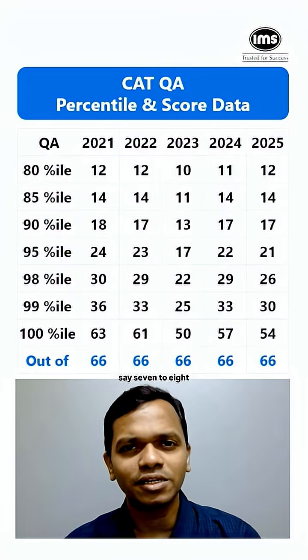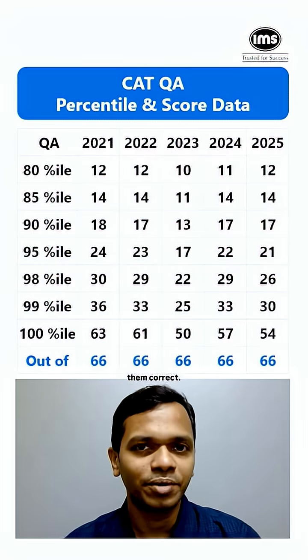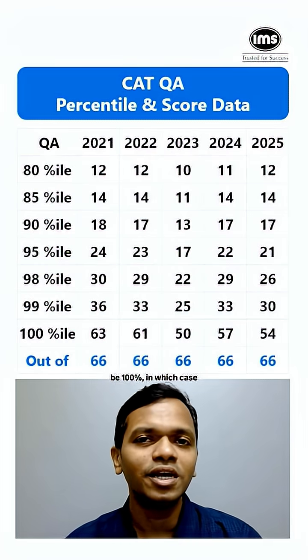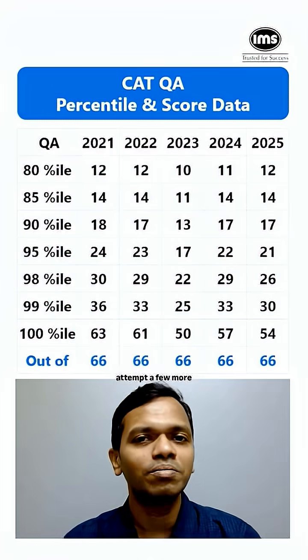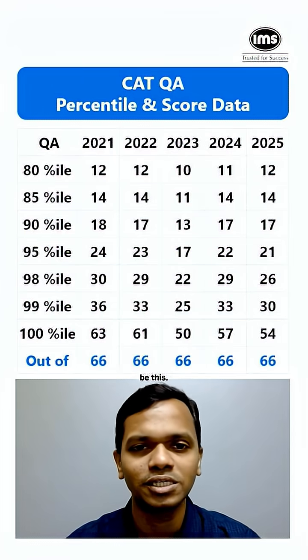Now understand, when I say 7 to 8 correct questions, I am assuming that you will be able to get all of them correctly. It may happen that your accuracy is not going to be 100%, in which case obviously you'll have to attempt a few more questions so that your effective score comes to be this.